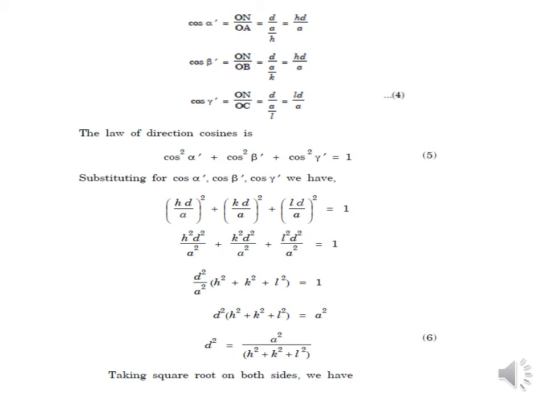The common term on the left-hand side, consider d squared, and in the denominator the common term a squared, and the remaining terms h squared plus k squared plus l squared equal to 1. d squared into h squared plus k squared plus l squared equals a squared. So d squared equals a squared divided by h squared plus k squared plus l squared. This is equation number 6. Consider taking the square root on both sides.